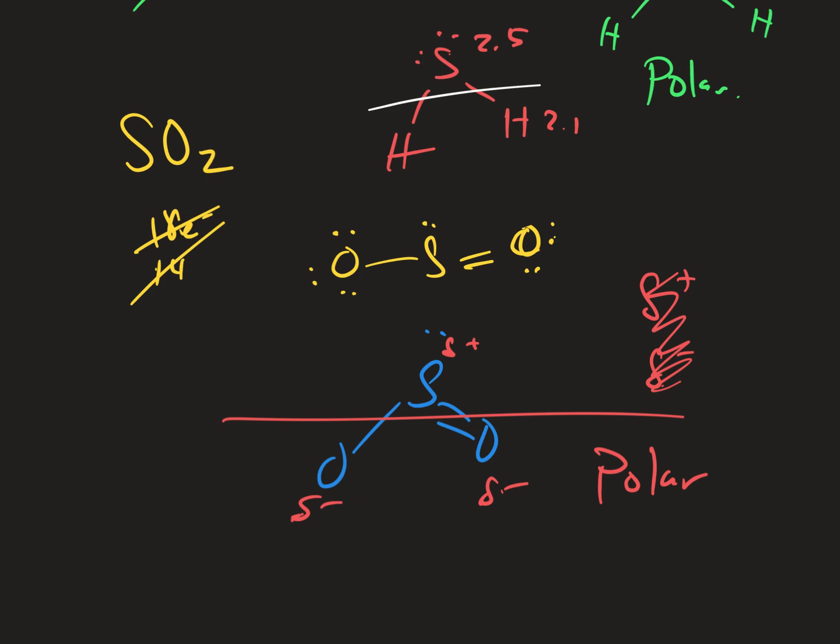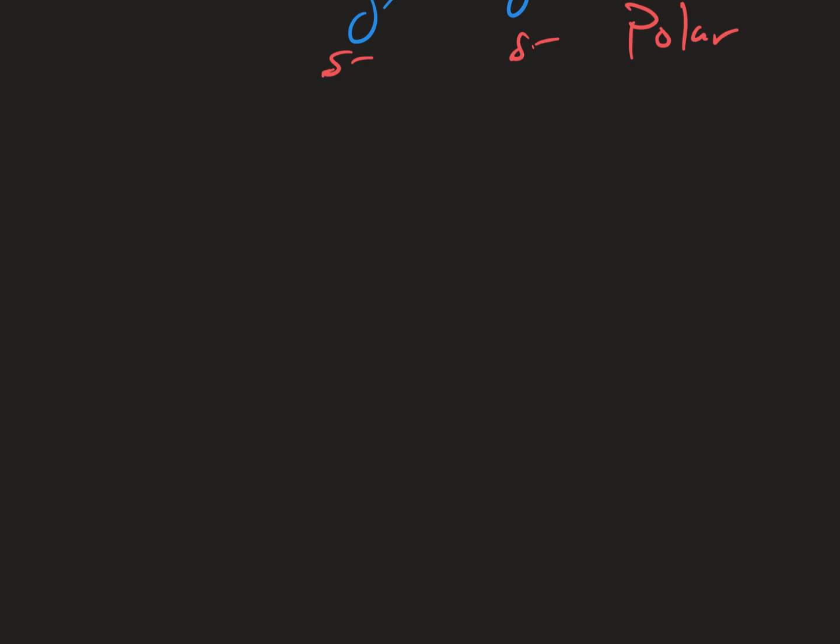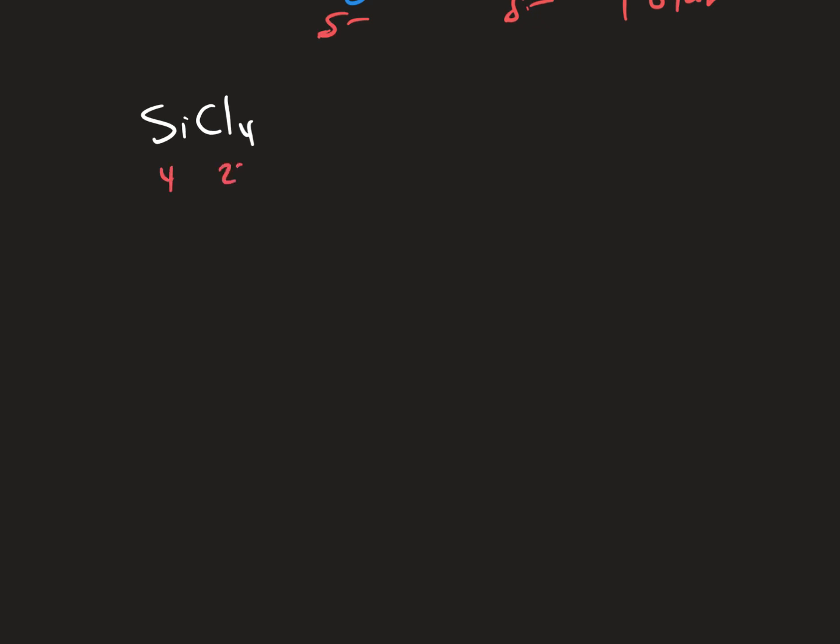Can you do SiCl4? Yeah, let's do it. SiCl4. Silicon has 4. Chlorine has 7 times 4, that's 28. That's a total of 32 electrons. Silicon's the central atom. And 1, 2, 3, 4, 5, 6, 7, 8, 9, 10, 11, 12, 13, 14, 15, 16, 17, 18, 19, 20, 22, 24, 26, 28, 30, 32. We always use all 32. Sorry, just quickly get there.